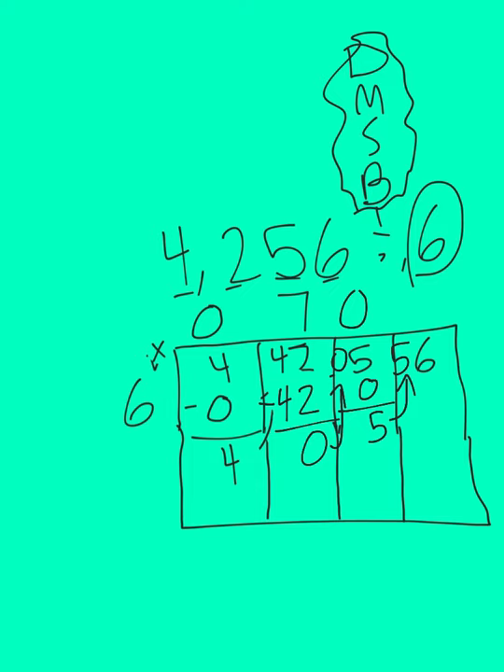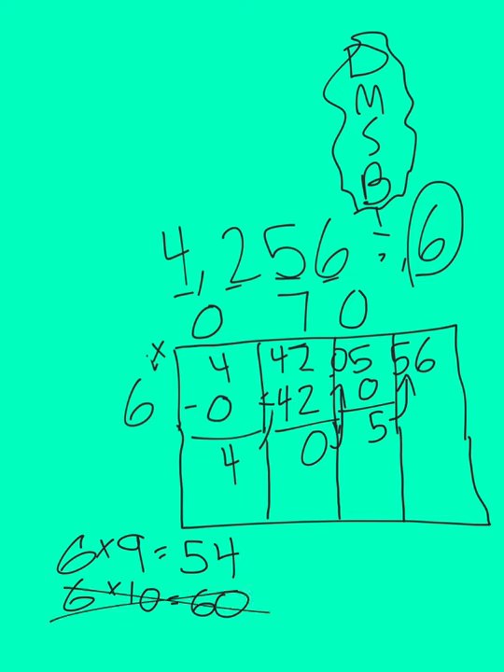I know that 6 times 9 equals 54. Again, you can use your multiplication slides to help you with this part. And I know that 6 times 10 is 60, so that's too big. So I'm going to have to stick with 9. 56 divided by 6, the closest I can get is 9. 6 times 9 for the multiplication step is 54. Next step is to subtract.